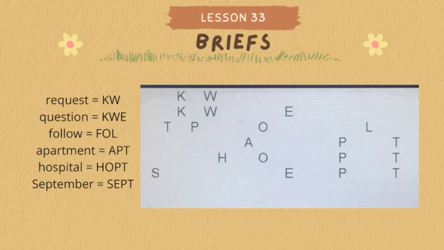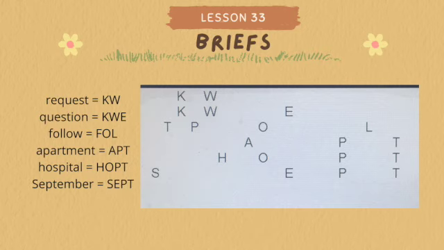Then we have question, initial KW, vowel E, follow, initial F, vowel O, final L, apartment, initial A, and then final PT. Hospital, we have initial H, vowel O, final PT. And then we have another month, September. That's initial S, vowel E, and final PT.